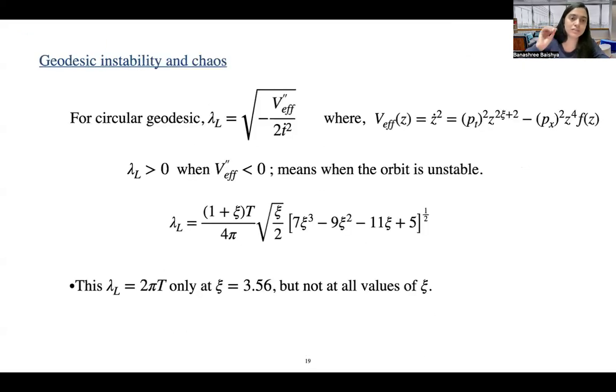And from the geodesic instability also, we can write down the Lyapunov exponent, and we check that it is positive only when the second derivative of the potential is negative, meaning the orbit is unstable. And this Lyapunov exponent is equal to 2 pi T only at some specific value of chi.